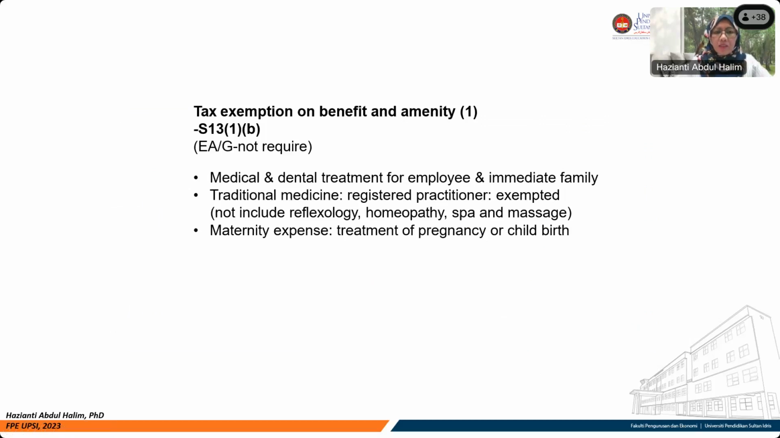Alright, so again, the tax exemption on benefit and amenity for section 31B. This is the exemption, dalam EA or EG ni not required, which means you don't have to include in the form the benefit that you get. Kalau benefit tu memang exempted, for example, medical and dental treatment tak masuk dalam borang kita. Dalam income kita, medical and dental treatment tak termasuk sebab automatically you will get exemption.